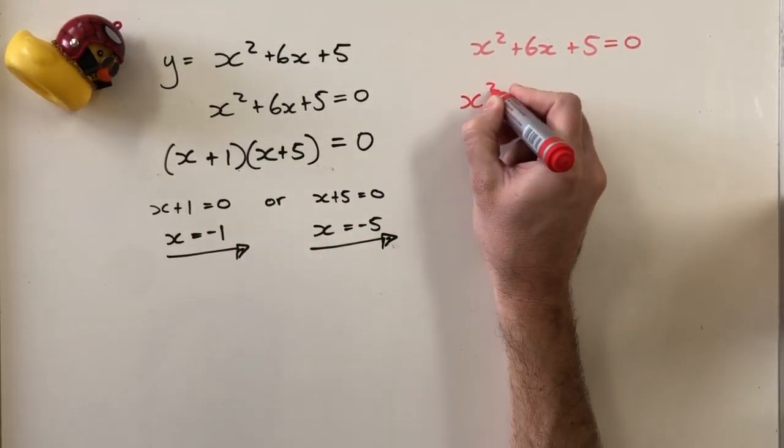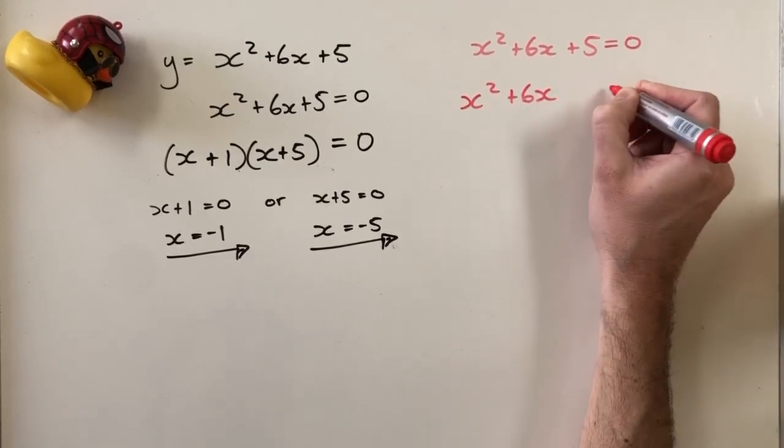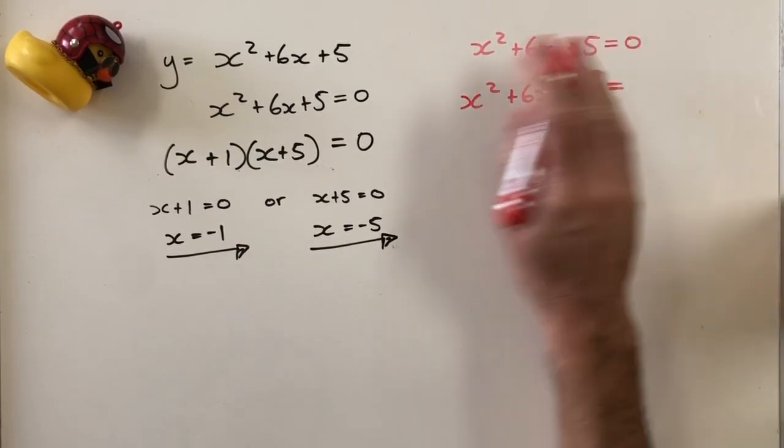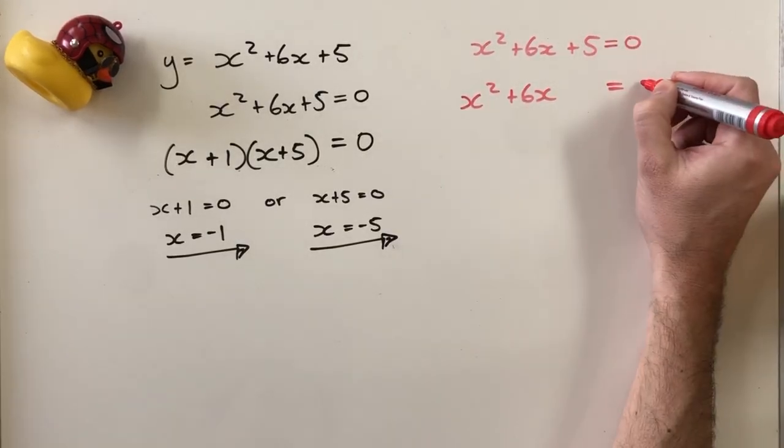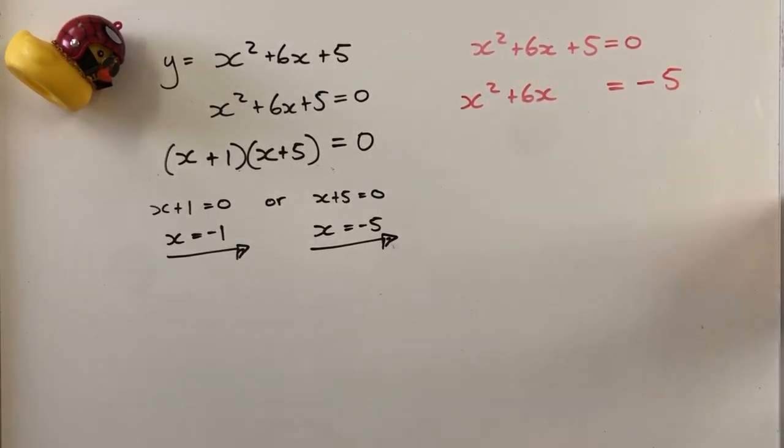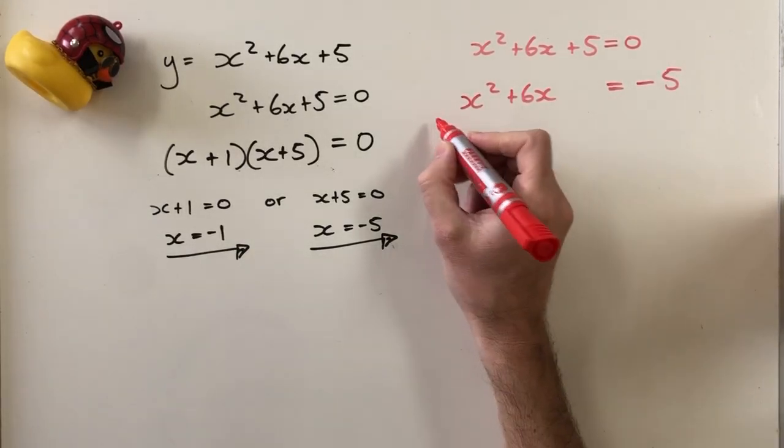So I would do x squared plus 6x. And in the previous video you saw me put the plus 5 very far away. But now I'm just actually subtracting 5 on both sides. And I have -5 on this side. Okay. What was our next trick?